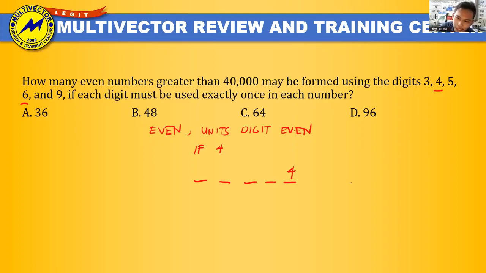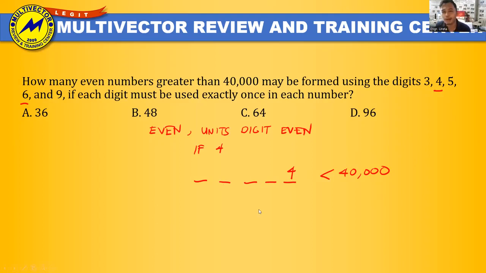Okay, so take note, sinabi sa problem, our number should be less than 60,000. Kapag less than 40,000, ibig sabihin, dapat yung ating 10,000 digit should be lower than 4. Okay, lower than 4. Ano ba yung mga value?